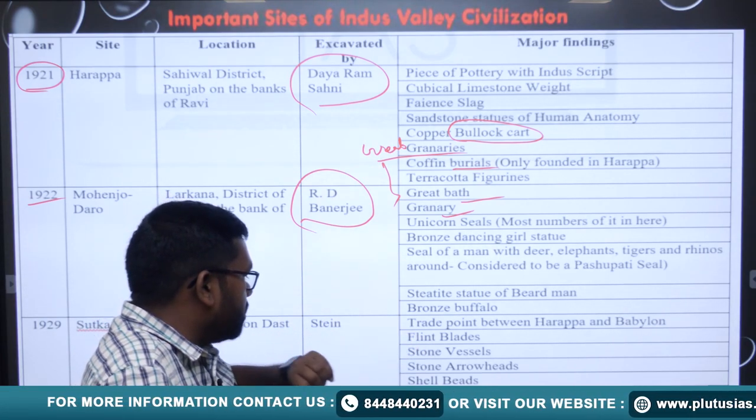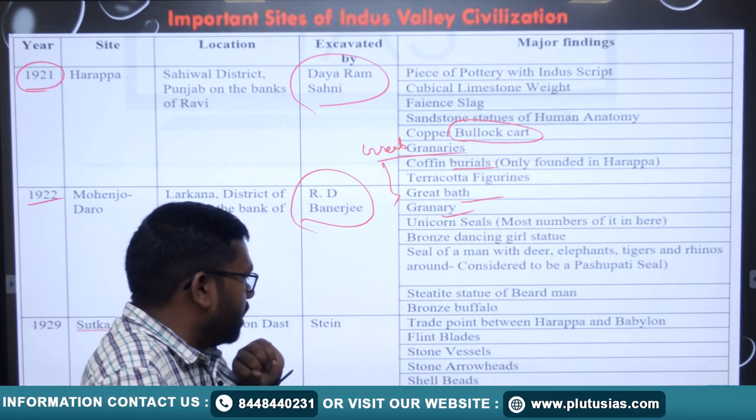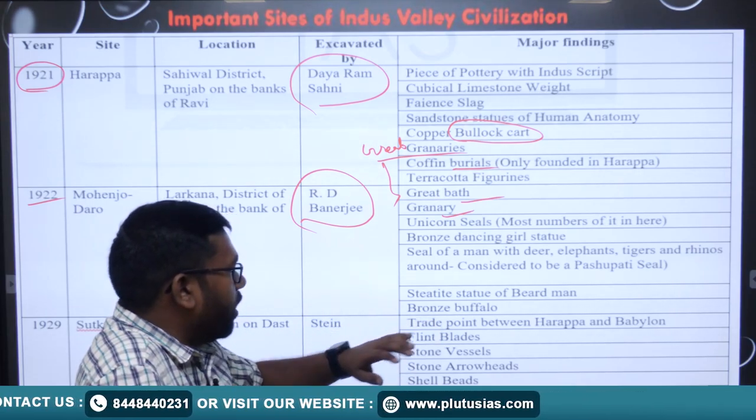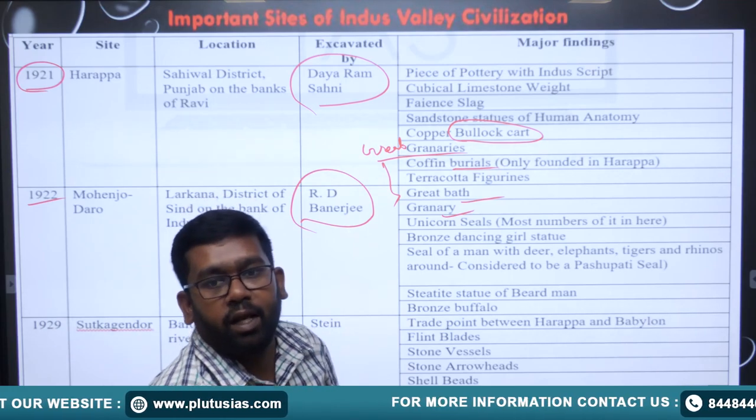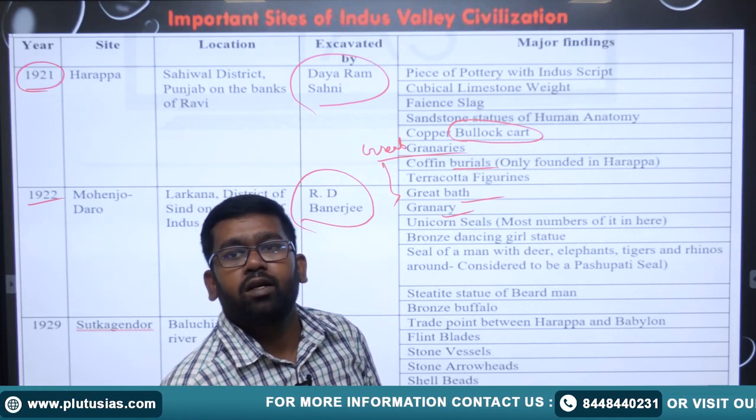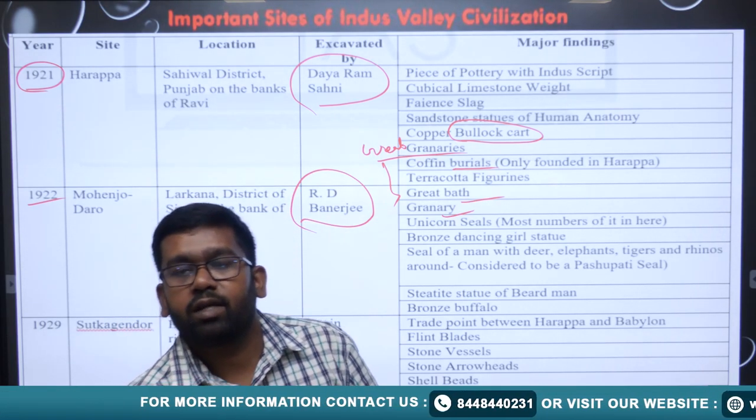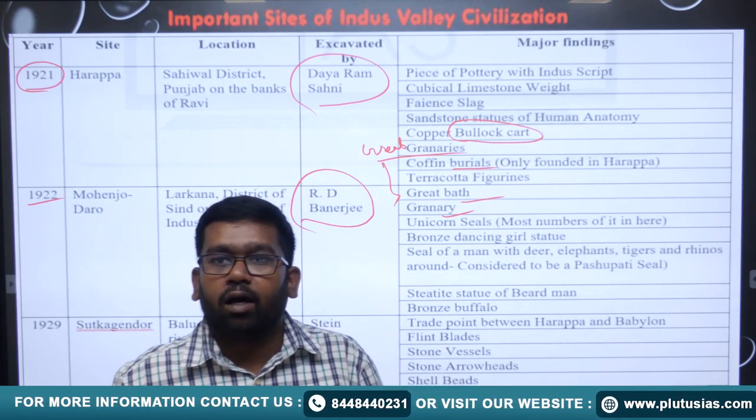Here we found flint fillets, stone vessels, and shell beads are most important. They had a trading point between Harappan and Babylon. Babylon is from the Mesopotamian civilization. So these are the most important general features of the site called Surkotada in Harappan civilization.